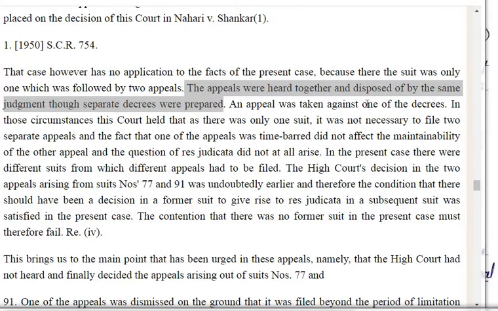An appeal was taken against one of the decrees. In those circumstances, this court held that there was only one suit. It was not necessary to file two separate appeals, and the fact that one of the appeals was time barred did not affect the maintainability of the other appeal, and the question of res judicata did not arise at all. In the present case, there were two different suits from which different appeals had to be filed.